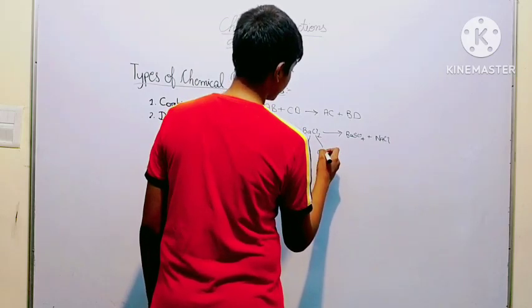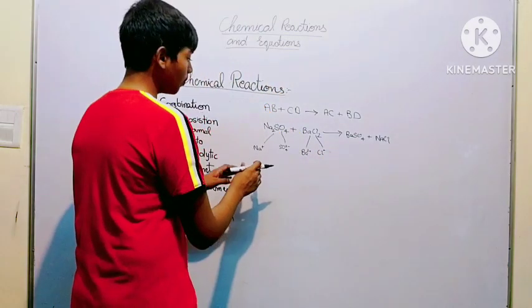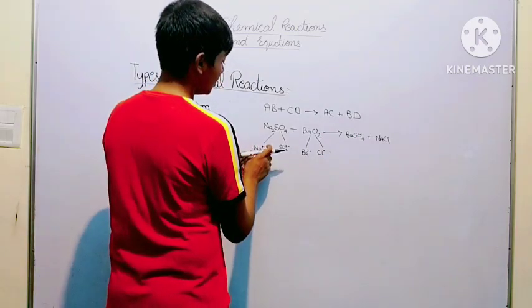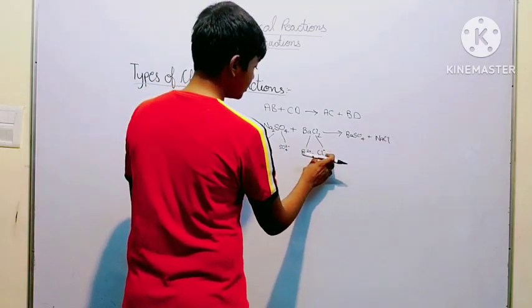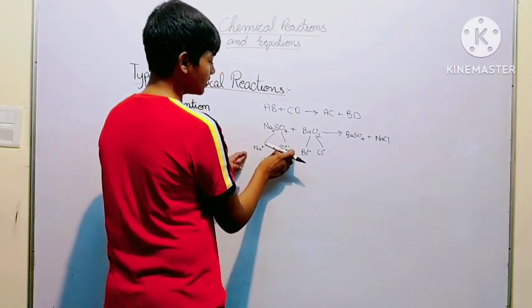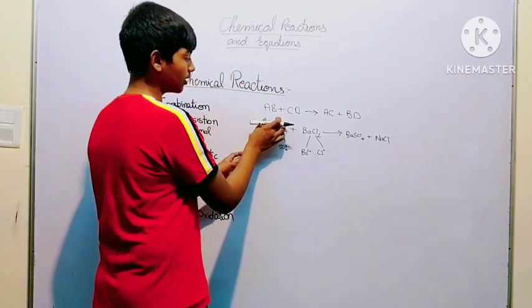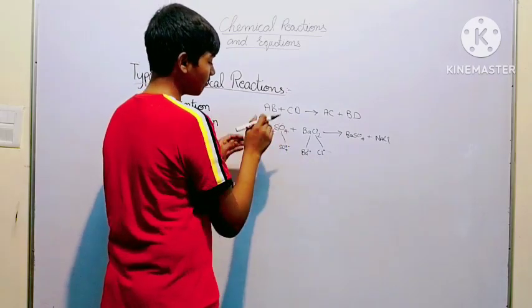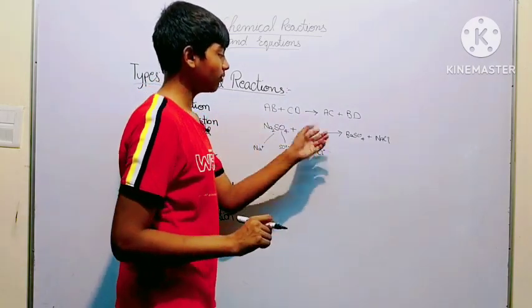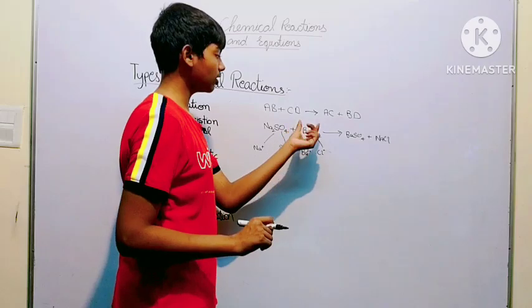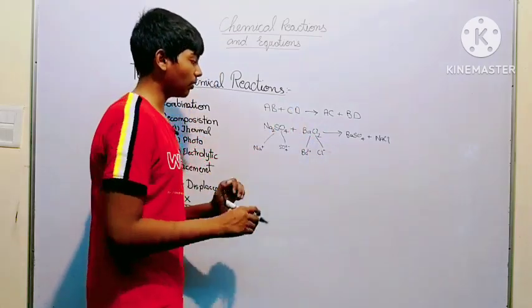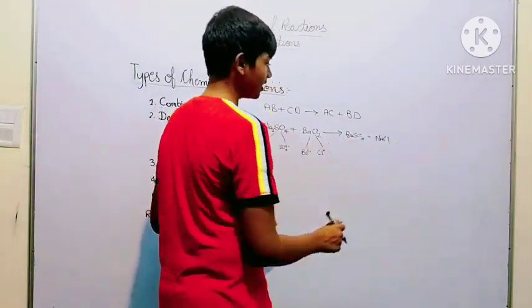So the positive ion of this combines with the negative ion of this, and the negative ion of this combines with the positive ion of this. So the positive of this compound goes with the negative of the other compound, and the positive of the other compound goes with the negative of this compound, and hence BaSO4 and NaCl is formed.